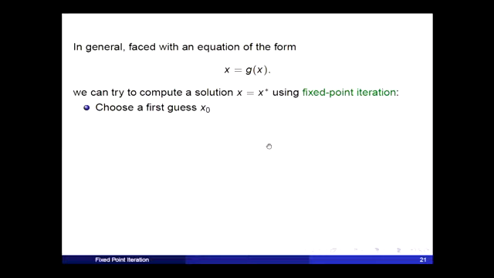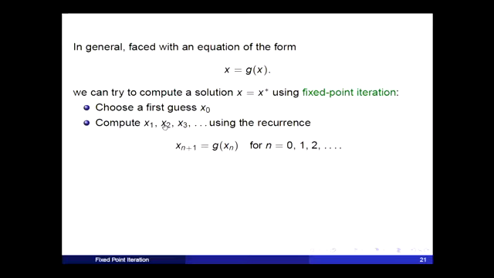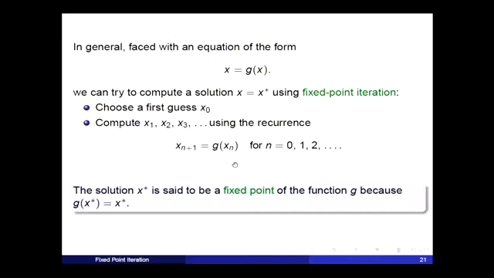So before we look into the condition, let's look at the general form of the method. The general form of the equation is x equals g of x, and you want to find x star so that x star equals g of x star. That is the procedure. The algorithm is you just define x n plus 1 to be g of x n. And like I said, the solution is x star when g of x star equals x star.